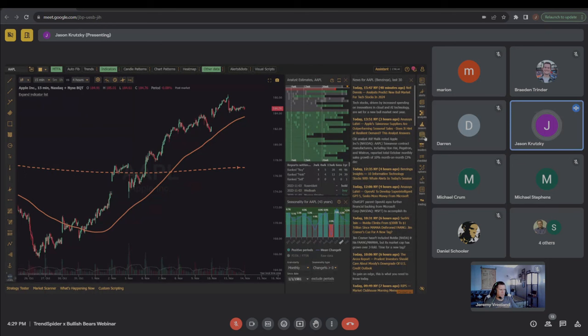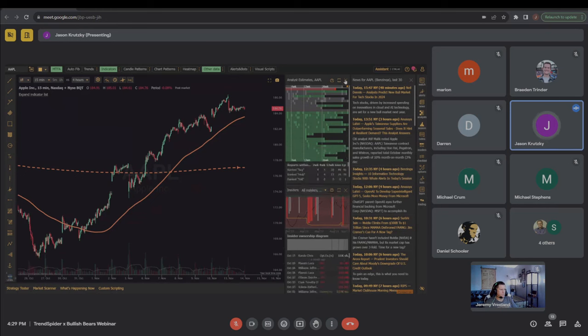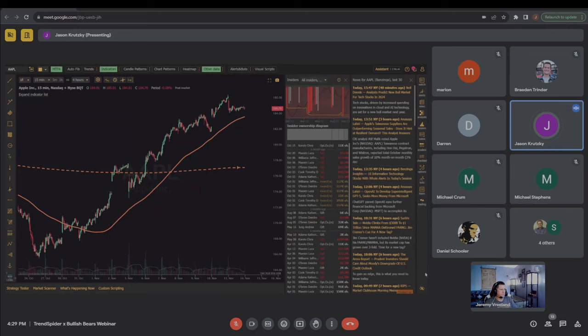Of course, a little tab for making notes if you want to create notes. We've got insider trading data here, which is going to give you an up-to-date list of all of the latest insider trades. Let me zoom out so you can see that a little bit. We've got this thing called a smart checklist. We'll talk about that in just a little bit.